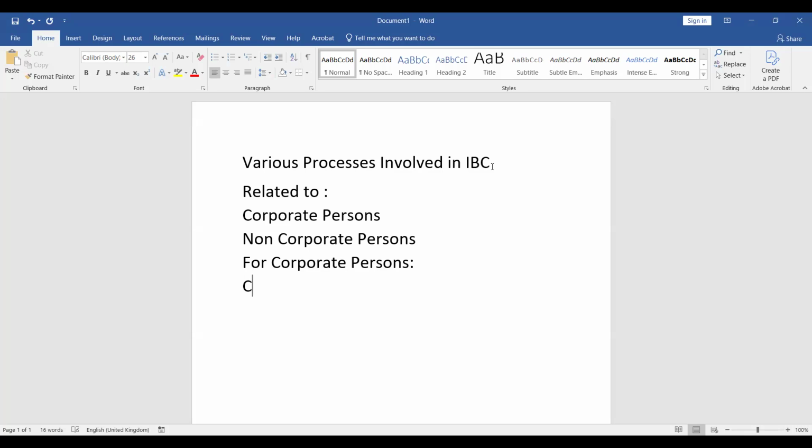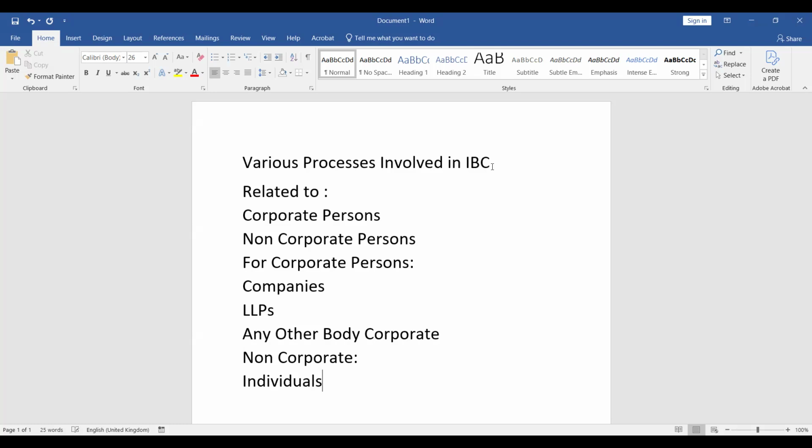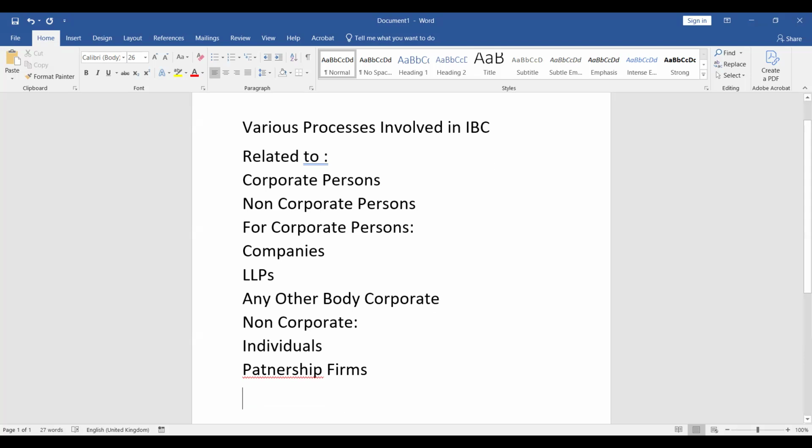So corporate persons will cover companies. It will cover LLPs. It could cover any other body corporate. But it will not cover financial service providers. Then non-corporate could be individuals, partnership firms or sole proprietorship firms.